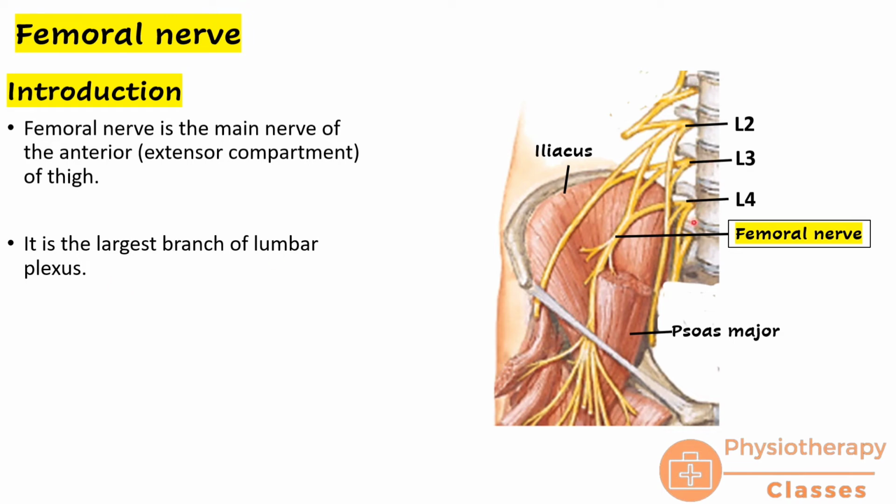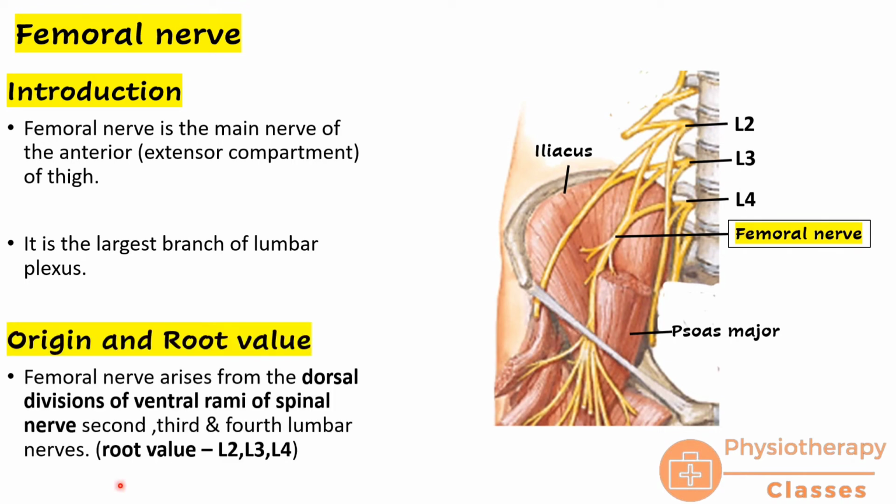So here you can see the lumbar plexus, and lumbar plexus is formed by ventral rami of L1, L2, L3, L4. All plexuses in our body, whether it is cervical, brachial, lumbar or lumbosacral, they are all formed by ventral rami of the spinal nerves.